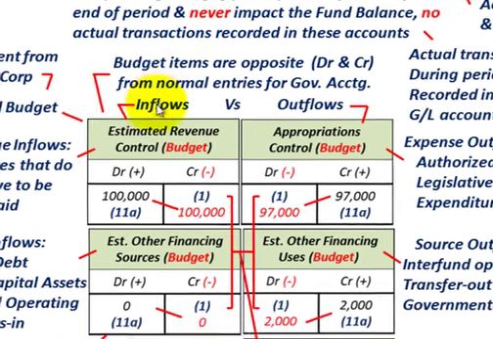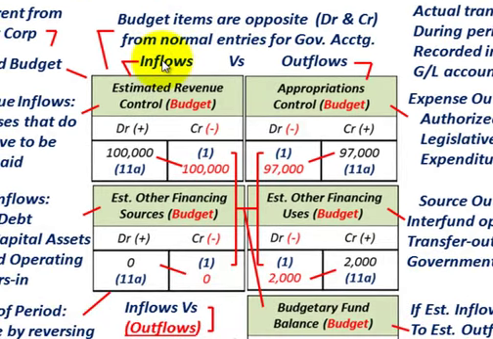And what we're going to be looking at for our budget here are really 5 different accounts. We're going to have our inflows shown over here and our outflows shown over here. Inflows would be the resources or the cash inflows, and this would be cash outflows for the municipality. But before we get into those accounts, what we want to make a point of is that when we're recording this budget, the budget items have an opposite debit and credit from the normal entries for governmental accounting or the related accounts.